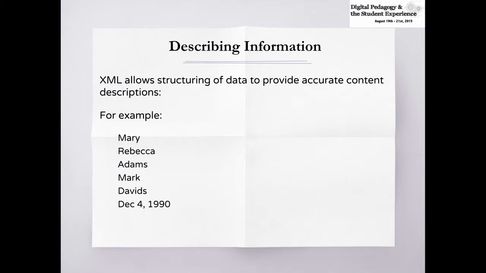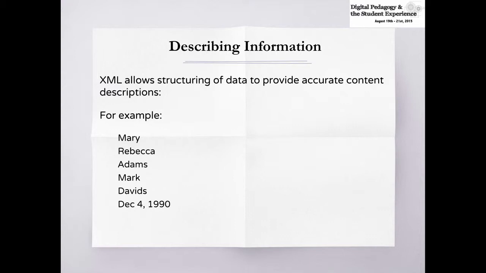To give you a sense of why describing data is so important, let's take this example here. Mary, Rebecca, Adams, Mark, Davids, December 4th, 1990. You may be looking at these names and thinking, what is this and why are these names listed and what is the significance of this date? If we had the XML tags around here, you'll find out that this is a personal record for one person and their personal information. It lists their first name, middle name, and their last name. Then it lists their partner or spouse's name, their last name, and their date of birth. Without this description, you wouldn't know what it is.